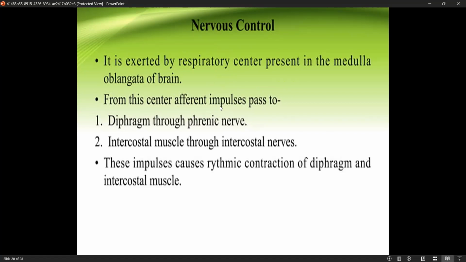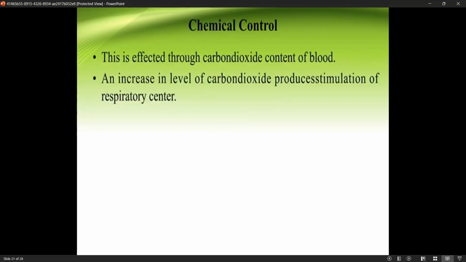From this center, different impulses pass to the diaphragm. The various nerves are attached to the muscles, right? The phrenic nerve is attached to the diaphragm, and the internal intercostal muscles are attached to the intercostal nerves. These impulses help in the contraction of the diaphragm and the intercostal muscles. That helps to contract and relax the muscles. Because of that, the inspiration and expiration processes go on in our body.